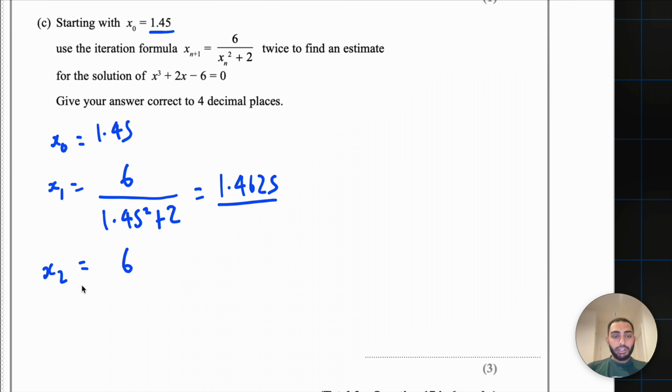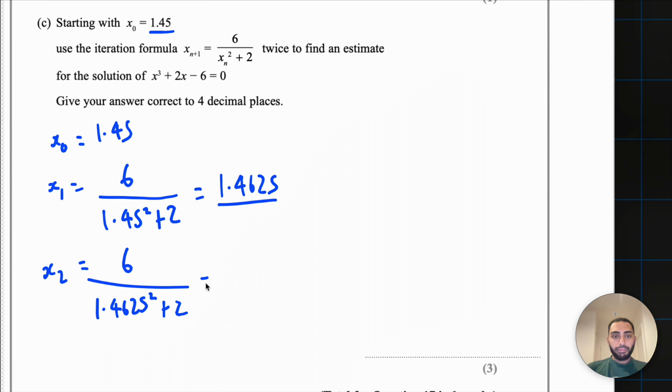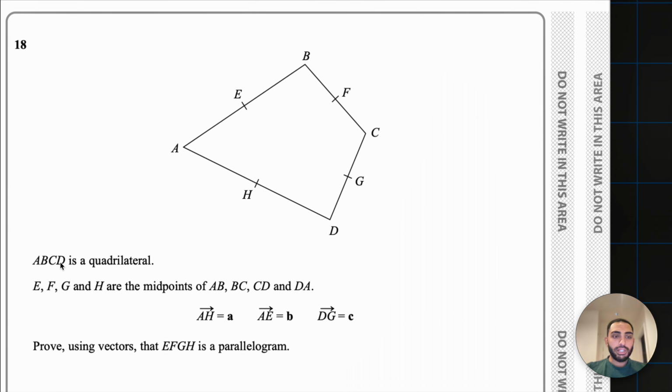x2 is equal to 6 over 1.4625 squared plus 2. So if you want to, you can just use your ans button again. So ans squared plus 2, which is equal to 1.4496. My calculator's already rounded it, but you would have to round it yourself. 1.4496.